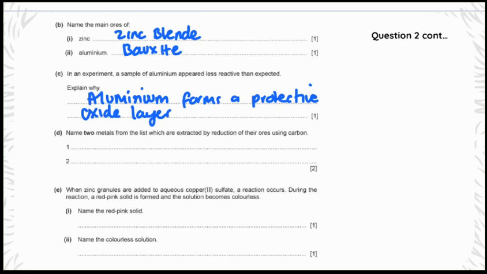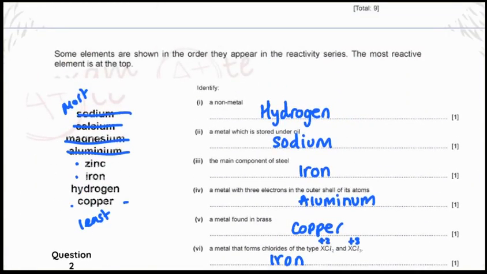Name 2 metals from the list which are extracted by reduction of their ores using carbon. Well, therefore, it would have to be something that is lower than carbon in the reactivity series. So, where does carbon fall?